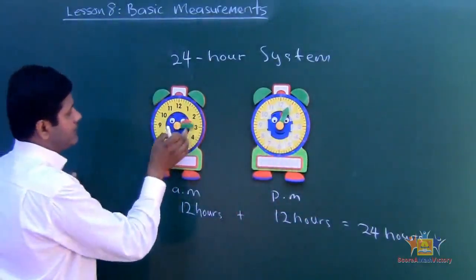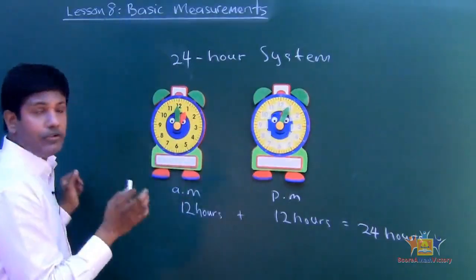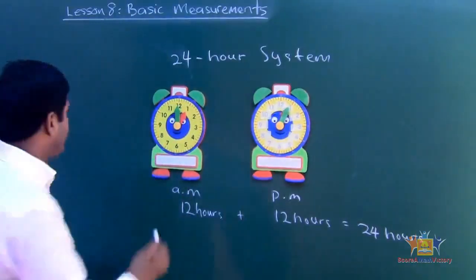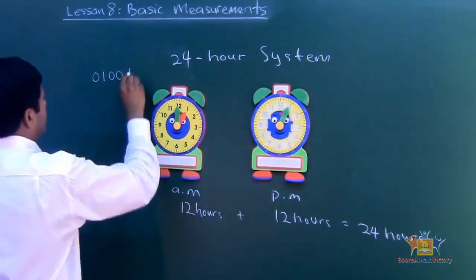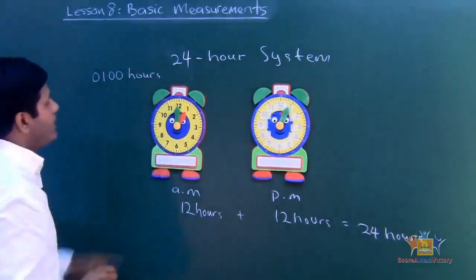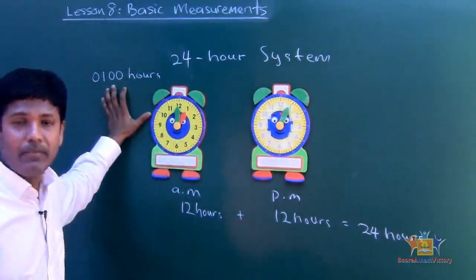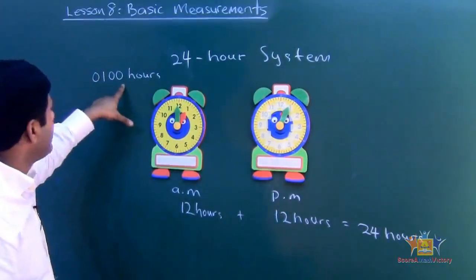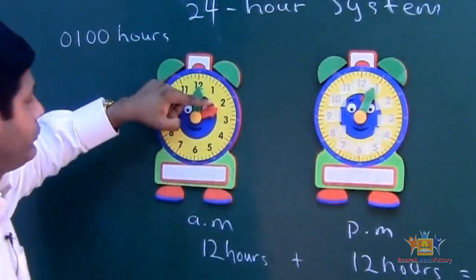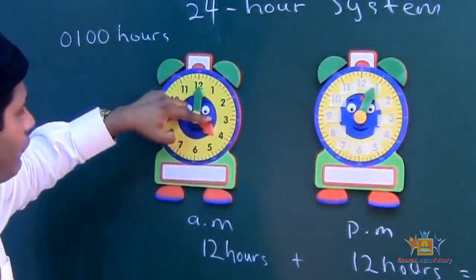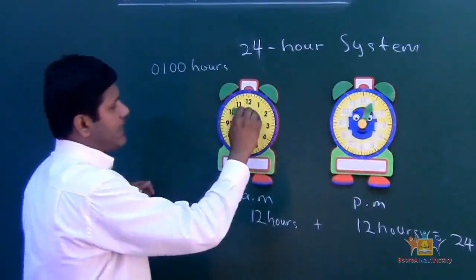So let's say this is the morning. When you start with 1 in the morning, if I had to use the 24-hour system to read it, I'll say 0100 hours. See that? 0100 hours. Now I know this is morning, because I'm saying 0100 hours. Now look, when he moves it this way, now 0200 hours, 0300 hours, 0400, 0500, 0600, 0700, 0800, 0900. So now it's 0900 hours.